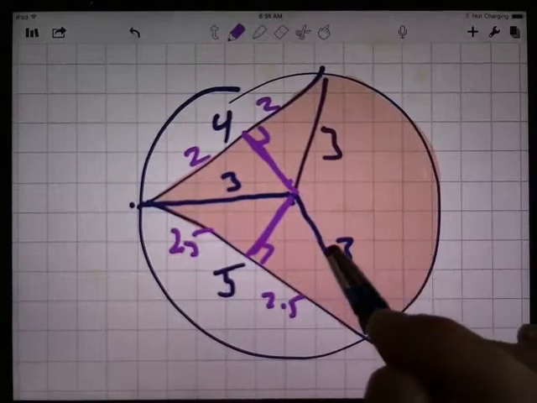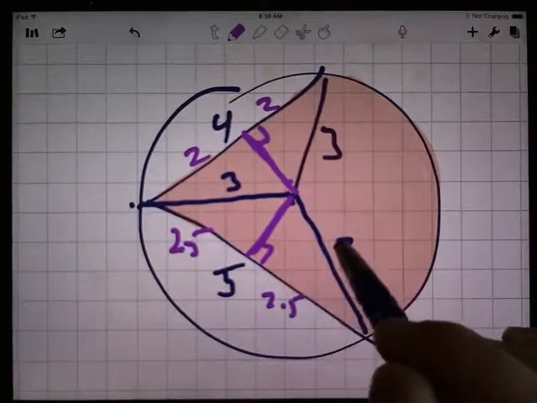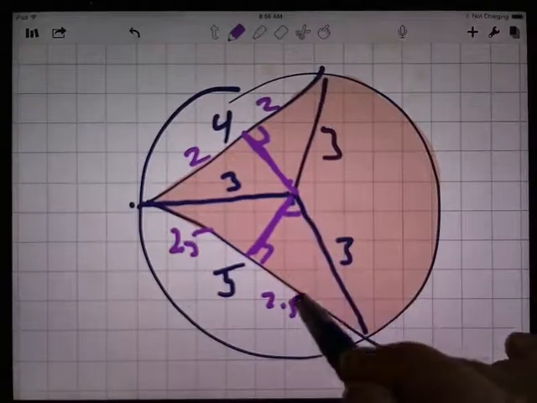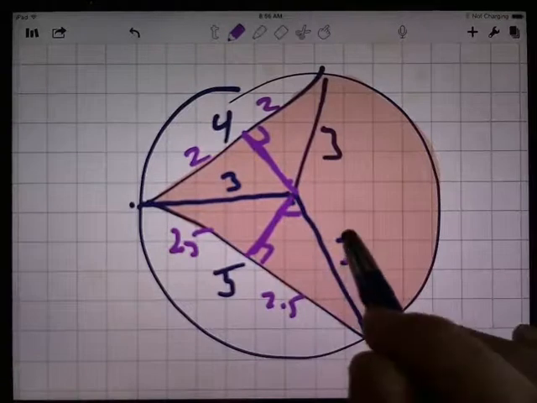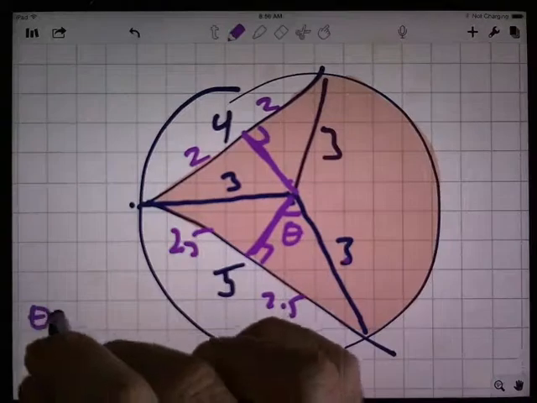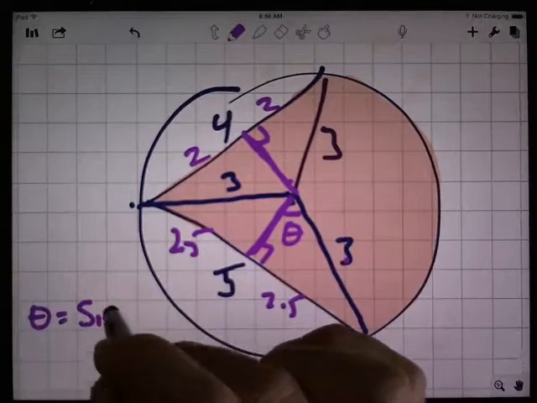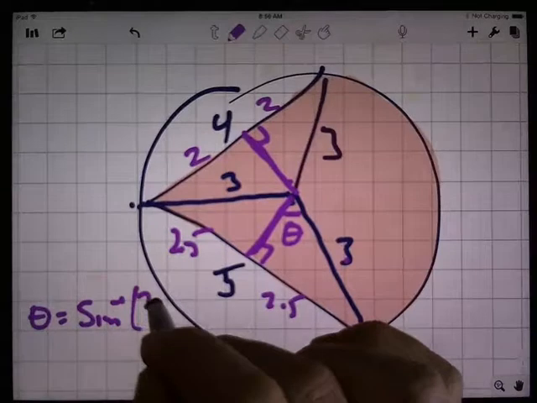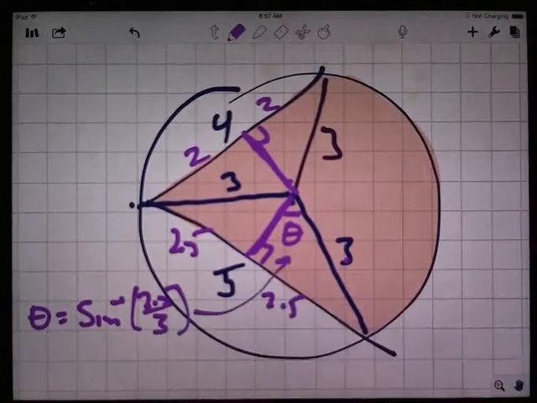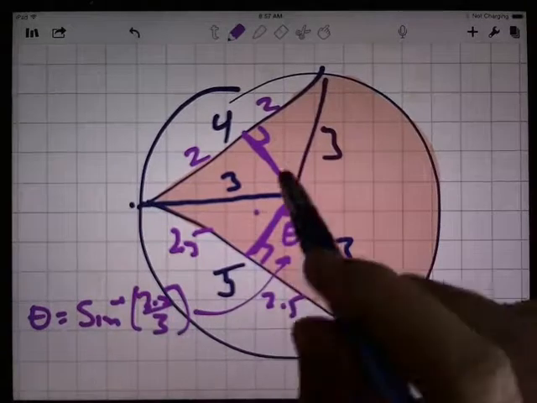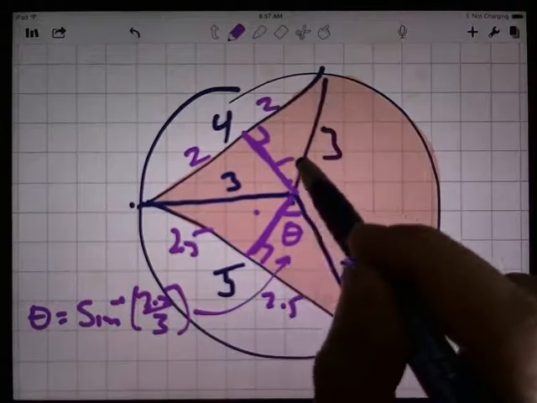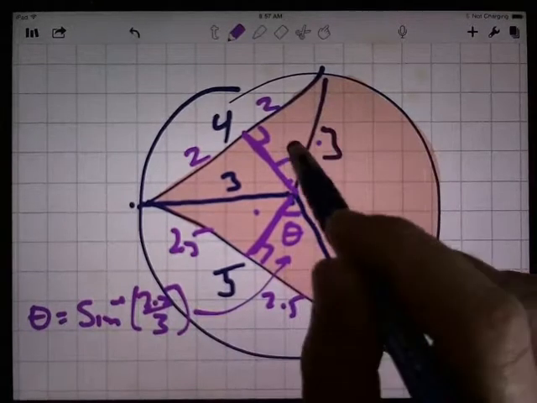But also, once I have this, I can find this angle, because I know that the sine of that angle is 2.5 over 3. So I can use my calculator and say this angle, which I'm going to call theta, is the inverse sine of 2.5 over 3. So that I can calculate that angle in there. Once I've got that angle, that's the same as this one. I can do a similar calculation with the inverse sine of 2 over 3, and figure out what this angle is.